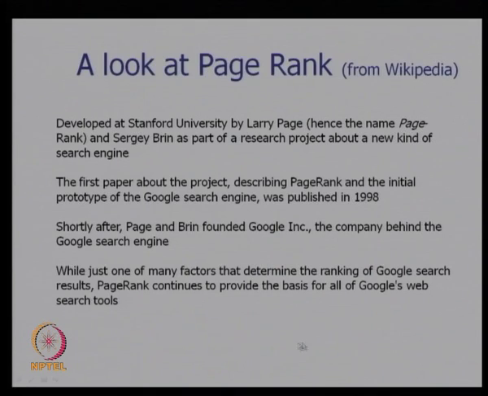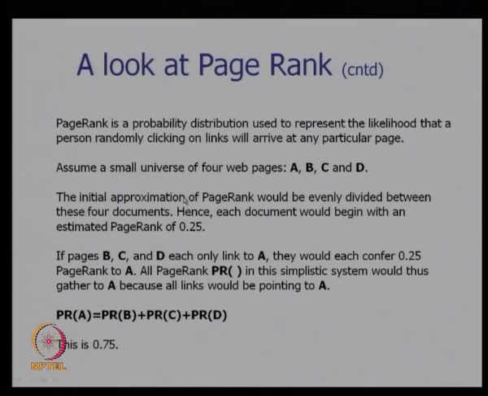All right. So, this is a bit of historical remark on PageRank. What actually happens in the algorithm? PageRank is a probability distribution used to represent the likelihood that a person randomly clicking on links will arrive at any particular page. PageRank tries to capture this particular intuition.